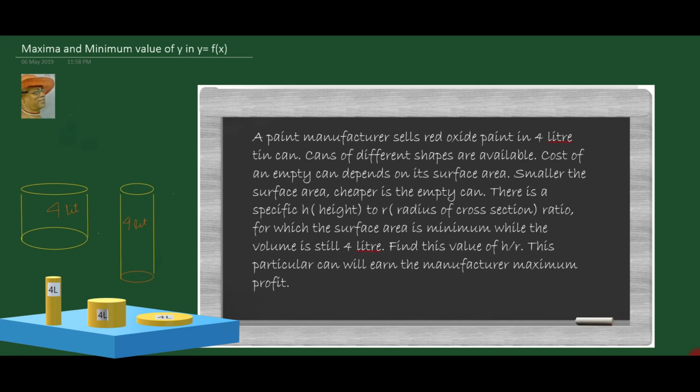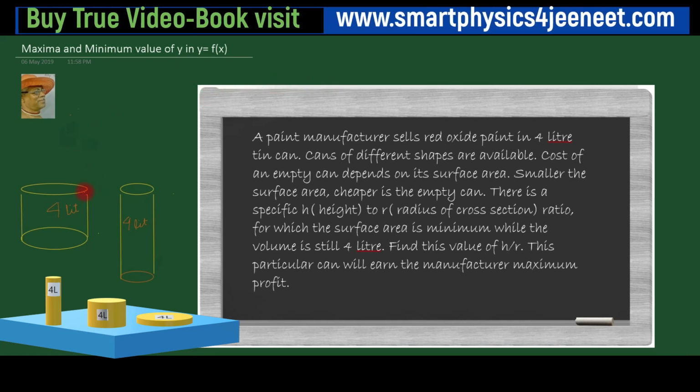I have shown in the drawing two different shapes. Each shape has a volume of 4 liter. You can see the shape of this one: its cross-sectional area is quite larger than the other one, and its height is quite smaller compared to the other one. So this has a volume of 4 liter. The other one also has a volume of 4 liter, but the surface area of this can is different from the surface area of this can.